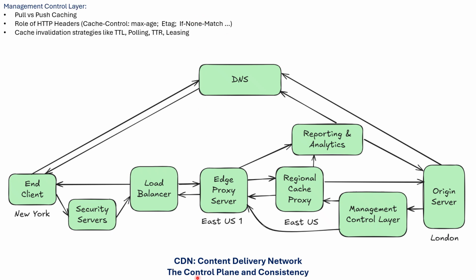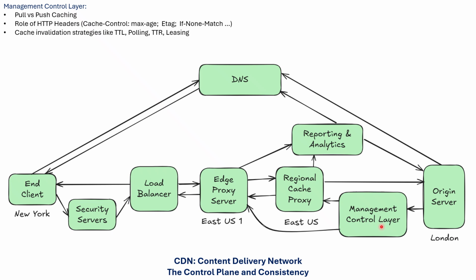Let us now talk about the control plane and consistency. The entire system is governed by the management control layer. This is the CDN's brain, where we define all the rules. It is separate from the data plane where the actual content flows. This layer controls our content ingestion strategy.